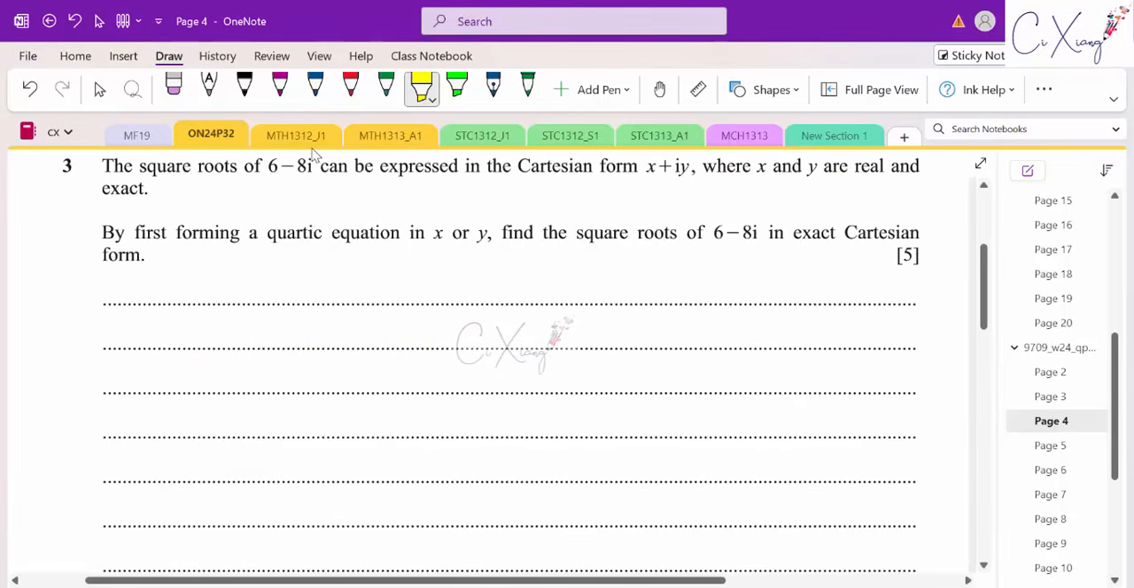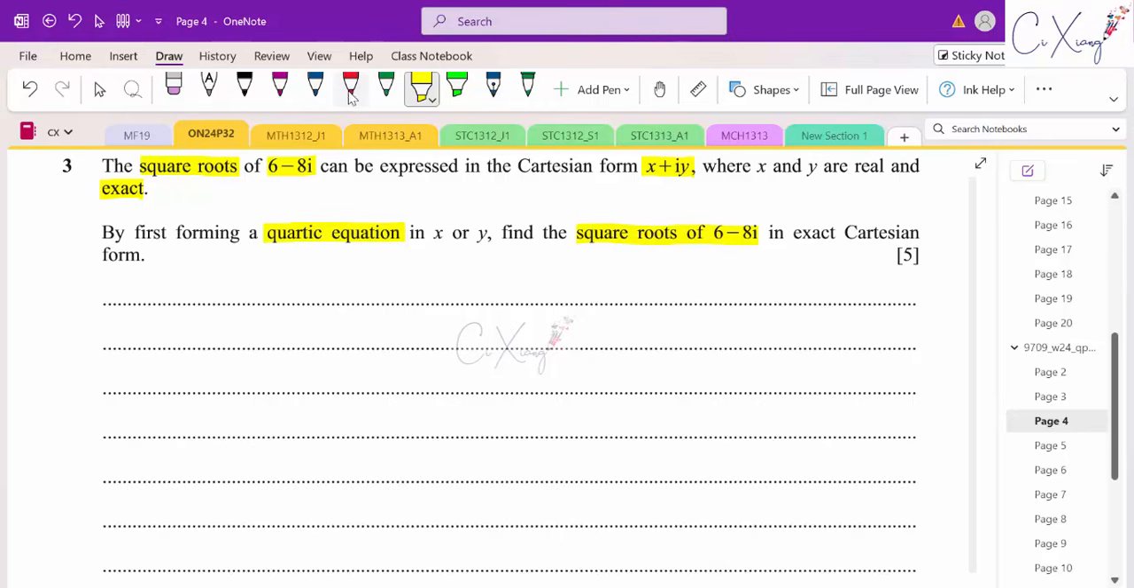Alright, question number 3. They are talking about the square root of 6 minus 8i, which can be expressed in the Cartesian form x plus iy, where x and y are real and also exact. By first solving a quadratic equation in terms of x or y, find the square root of 6 minus 8i in exact Cartesian form. In short, they want us to find the square root of 6 minus 8i, and the answer must be in exact value.